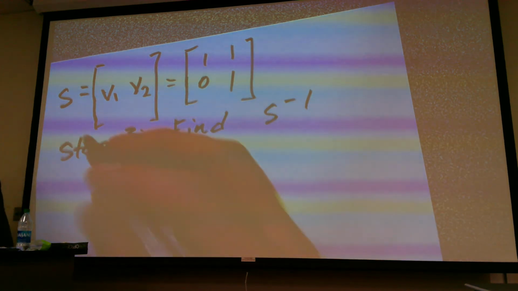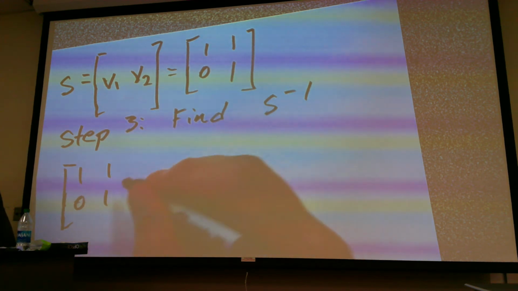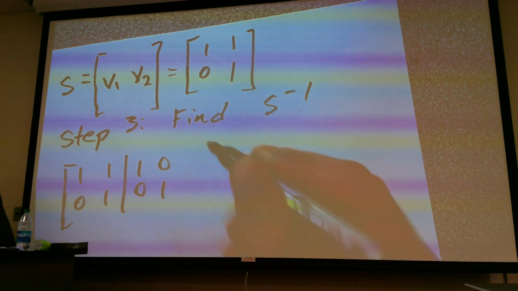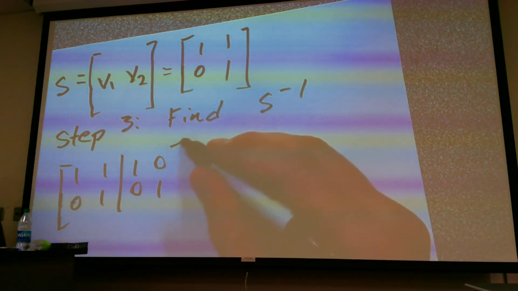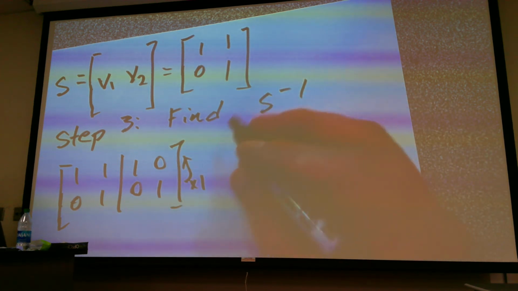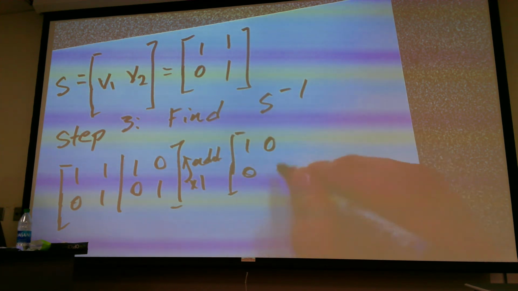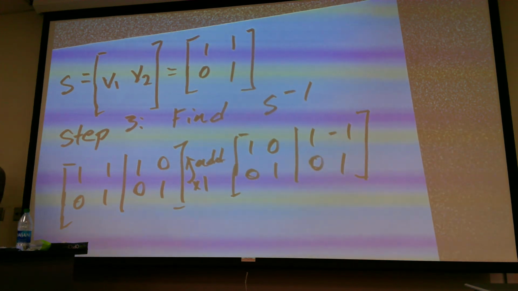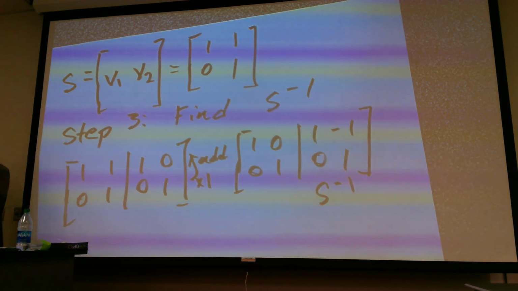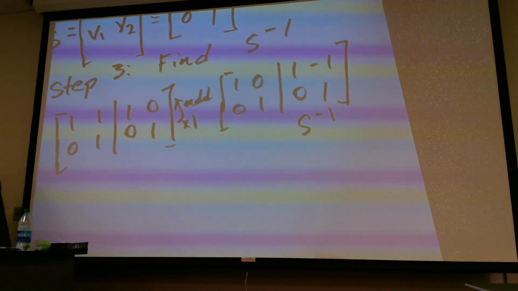Luckily, this one's pretty short. If I take this bottom row and multiply by negative 1 and add it upwards, I get 1, 0, 0, 1, augmented with 1, negative 1, 0, 1. Turns out the inverse matrix is really easy to find. So that's S inverse right there. Okay, so the last step isn't really a step, but check your work.